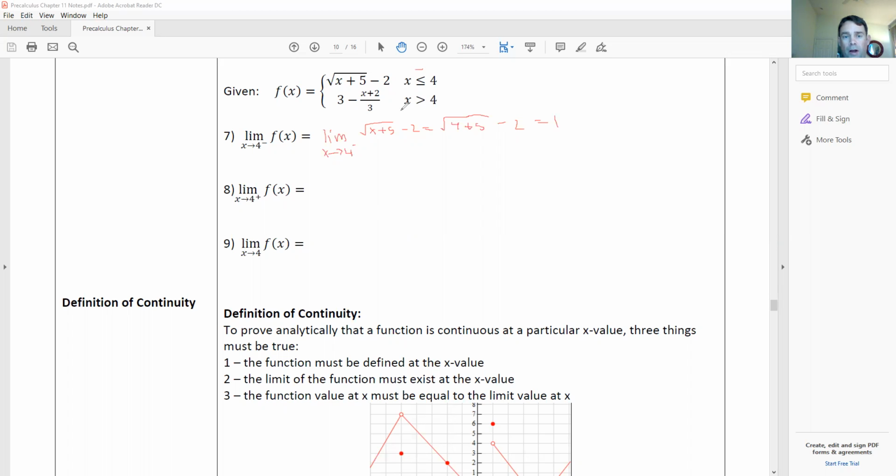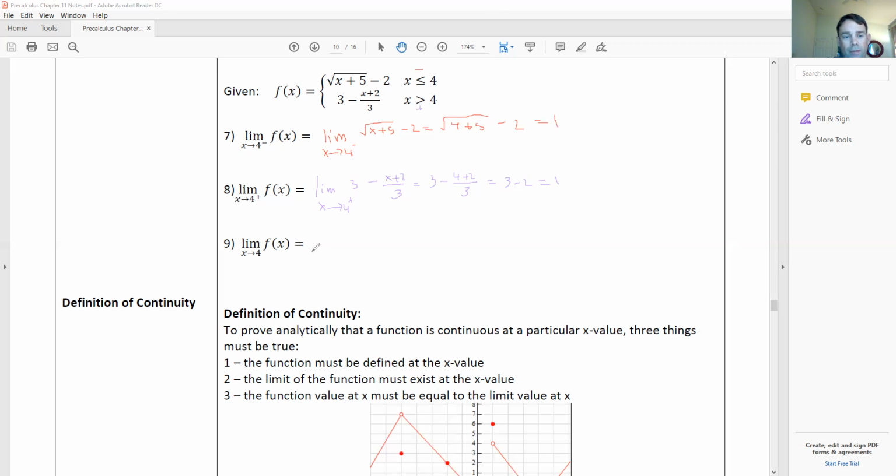And then the positive side, that's when it's greater than. So we have 3 minus x plus 2 over 3. So 3 minus 4 plus 2 over 3. So 3 minus 2 would be equal to 1. So it turns out they both are the same.